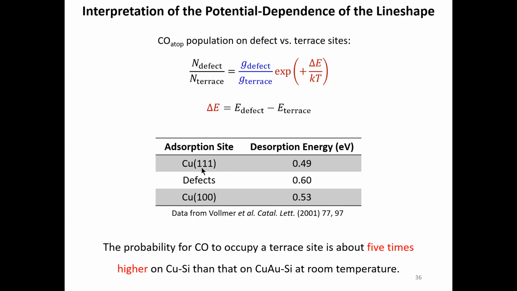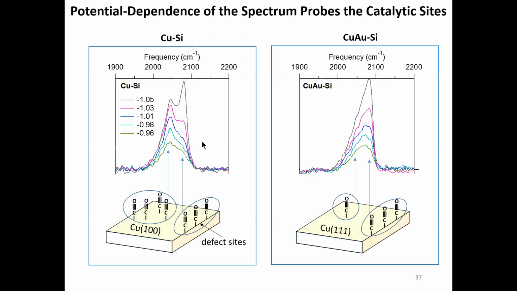And again, as a reminder on the copper: if we now look at the energy difference between CO atop on defect versus terrace sites, that energy difference is larger on copper-gold-silicon, which is rich in 111 facets, in comparison to the energy gap on copper-silicon, which is rich in 100 facets. Now, this fact means that on the basis of the simple Boltzmann model, the CO population on terrace sites on copper-silicon is 5 times as high as the population on the prevalent terrace sites on the copper-gold-silicon film. Let me show this here in terms of a cartoon.